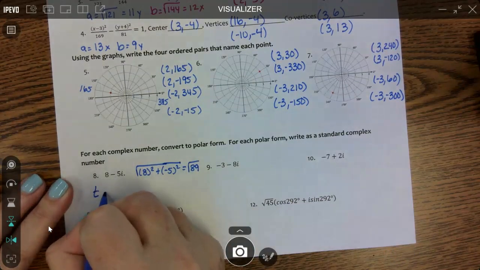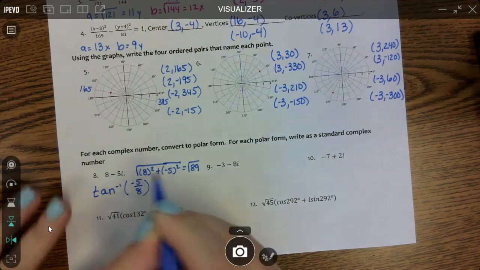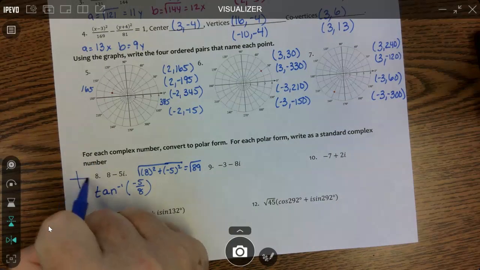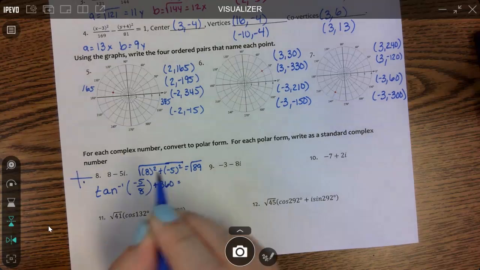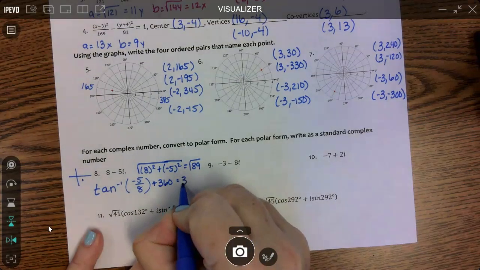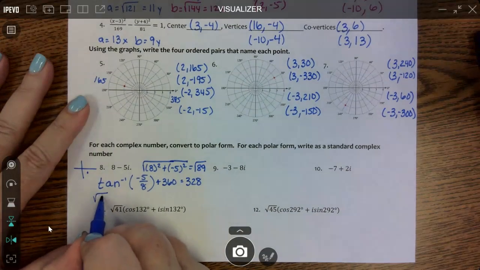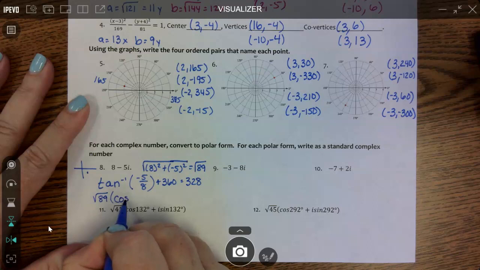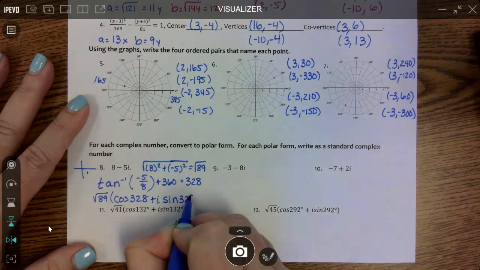And then we do the inverse tangent of y over x. Now, let's do a quick little graph. Positive, negative, so we're going to have to add 360. Make sure your calculator is in degrees. Negative 5 divided by 8 plus 360, and I got, let's call it 328. Now your answer is going to look like this: square root of 89 cosine of 328 plus i sine 328.